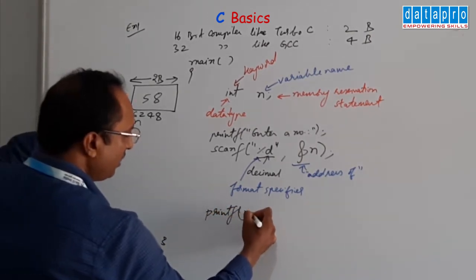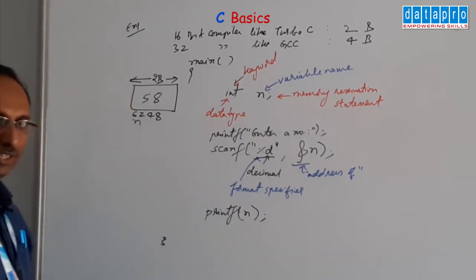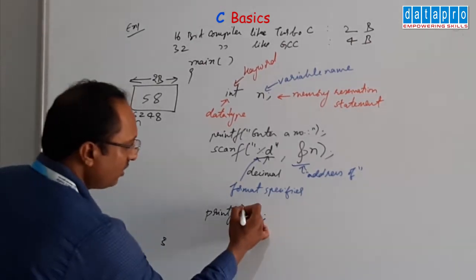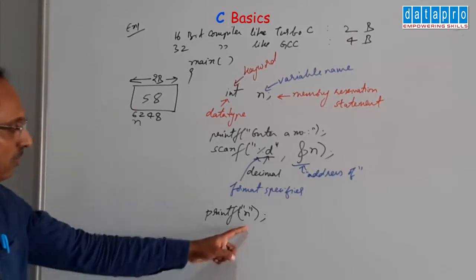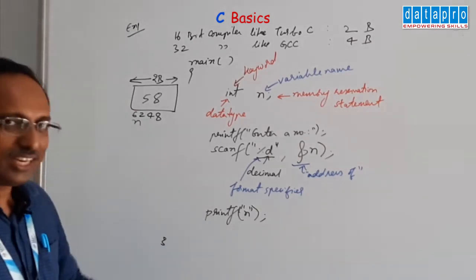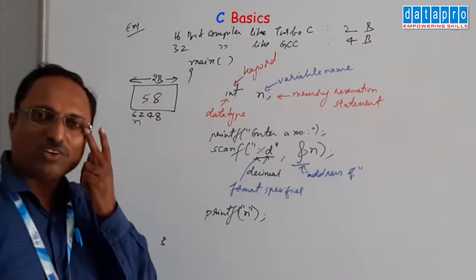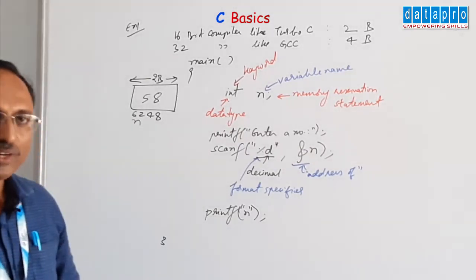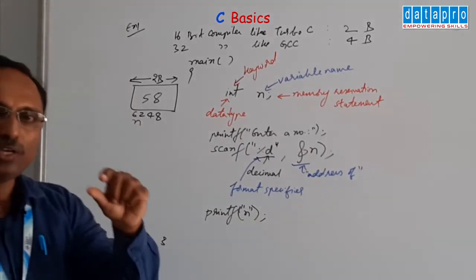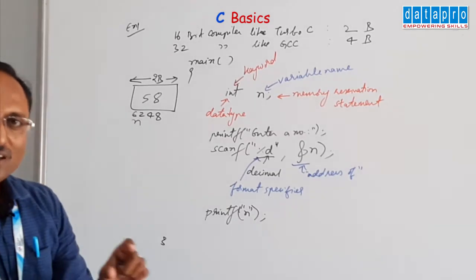So if you say n, would it work? No, it won't work. We have to use double quotes. If you use double quotes, it works. But what will be the output? It will be n, not 58 or 75, whatever you enter. That's not a requirement. Whatever value you entered should be displayed as output, but not just n.